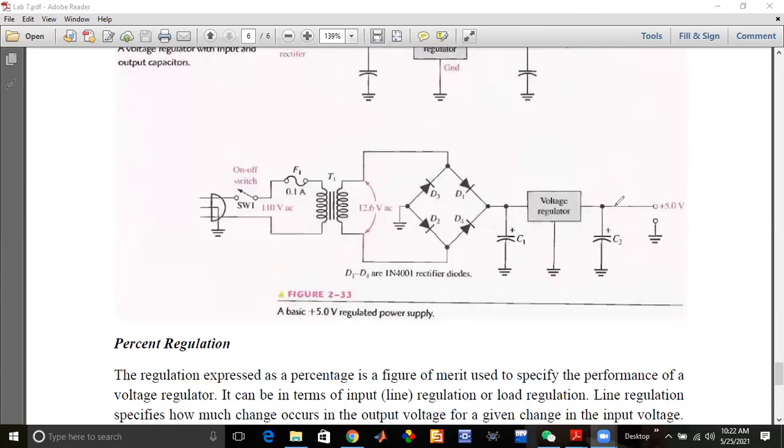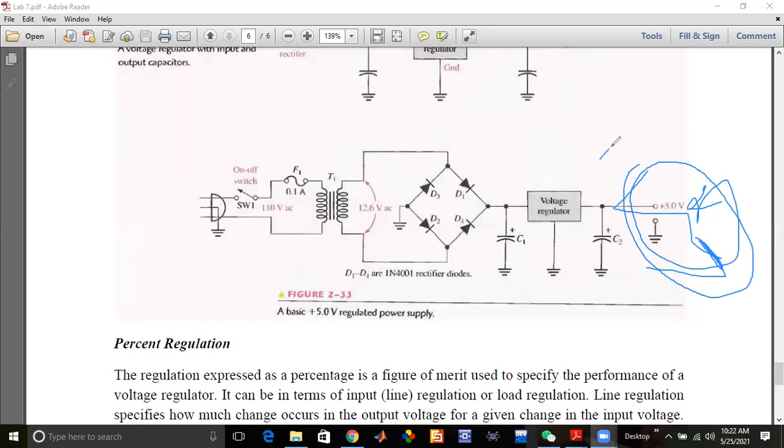If we take the output from here, just here, this is no load. And this is the load when we apply the resistor here. This is load. If this becomes a short circuit, this is full load. We can't actually do a short circuit, but it is approximately that. So when the load is high, the current is high.